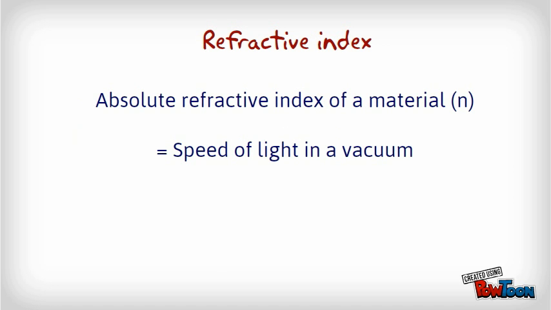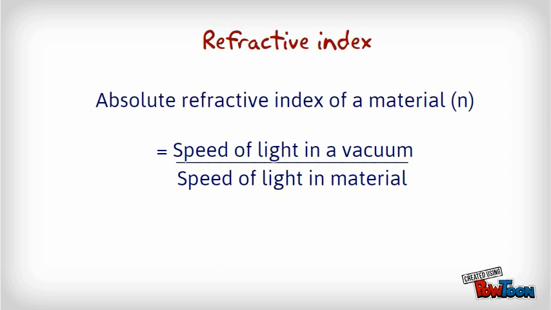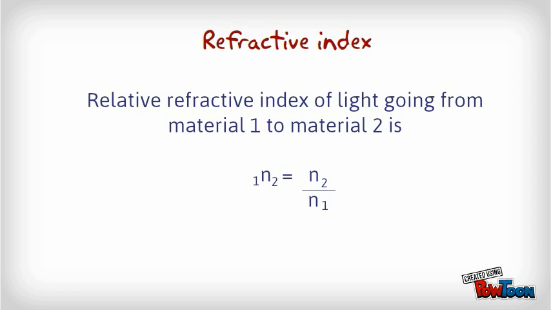The absolute refractive index of a material, which is denoted by the letter n, is equal to the speed of light in a vacuum divided by the speed of light in the material. We can also have something called the relative refractive index of light. The relative refractive index of light going from material 1 to material 2 would be equal to the absolute refractive index n2 divided by the refractive index n1.